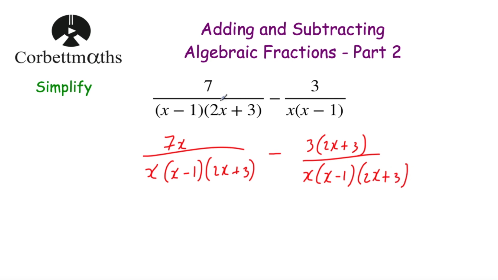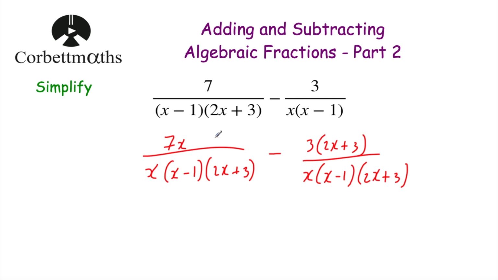So as you can see, we've multiplied both the numerator and denominator of this fraction by x, and we've multiplied both the numerator and denominator of this fraction by 2x plus 3. And we didn't do anything with the x minus 1 because it was already on both denominators anyway. Okay, so that's fantastic. So now as you can see here, we've got our denominators. They're the same as each other.